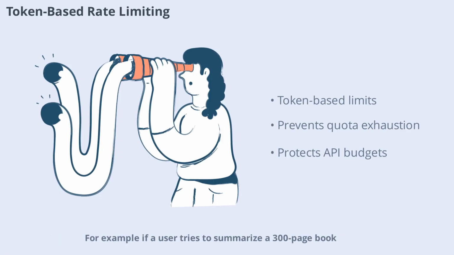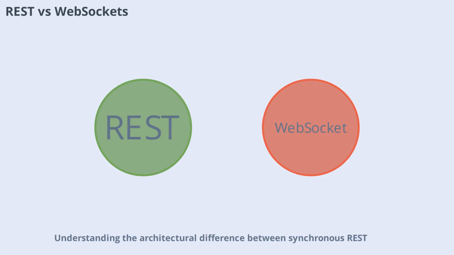For example, if a user tries to summarize a 300-page book, the gateway blocks the request before it consumes the entire team's daily budget. Understanding the architectural difference between synchronous REST endpoints and WebSockets is key for LLM chatbots.